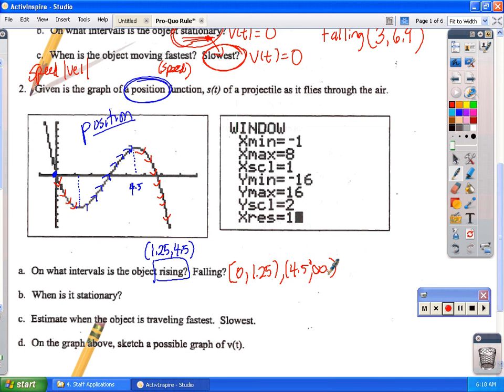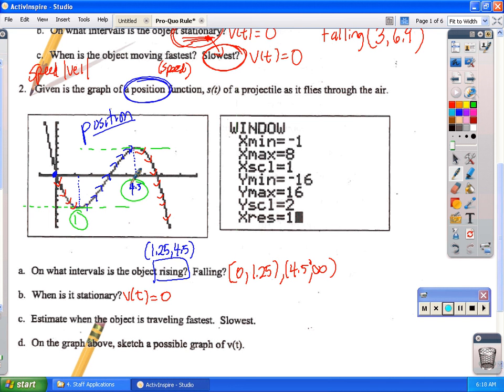The particle is stationary when there's no velocity. Now remember, same idea, we want the velocity to be 0, but velocity is the derivative or the slope of position. So if you take a look at this graph, we're basically looking for horizontal tangents. We have one here, and we have another one here. So at 1 second and at 4.5 seconds, the object is stationary.